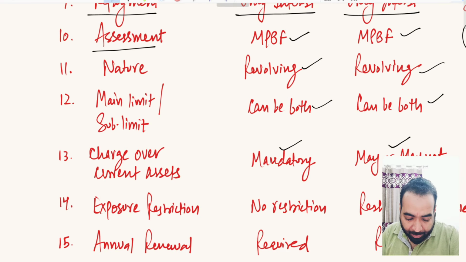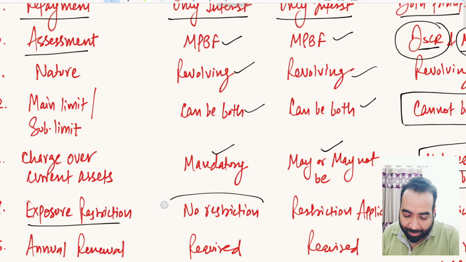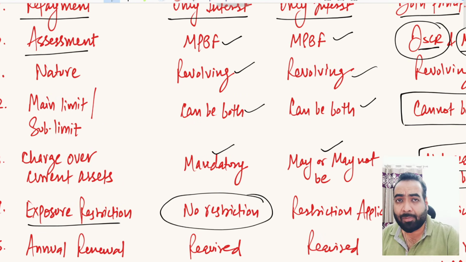Now, exposure restriction. There is no restriction of exposure in cash credit facility. What do I mean by that? If you want a 50 crore, 100 crore, 200 crore limit of cash credit limit, the banks will give you the 150 crores and 200 crores limit as per your eligibility. There is no maximum capping up to which amount the cash credit facility can be given.